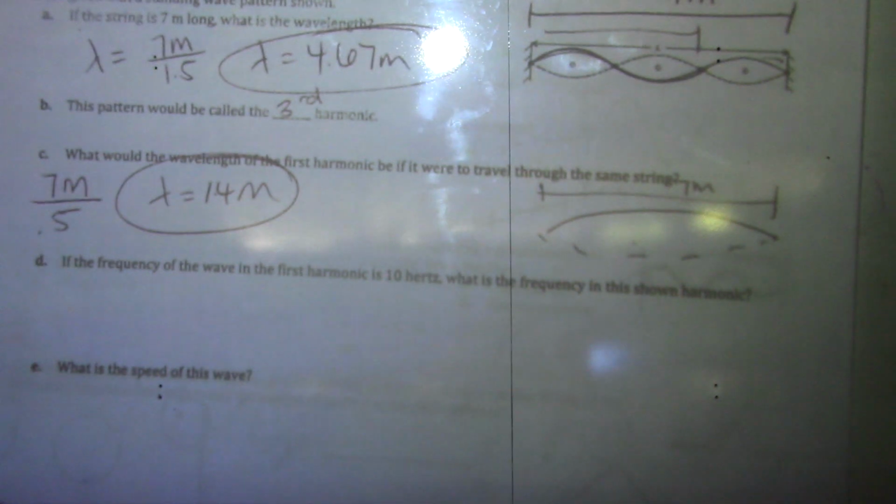What would the wavelength of the first harmonic be if it were to travel through the same string? Same string means the string is still 7 meters, right? But first harmonic means only 1 loop, so that's only half a wave. So 7 meters divided by half gives me a wavelength of 14 meters, which makes sense. If this is 7, then a full wave would be 14.